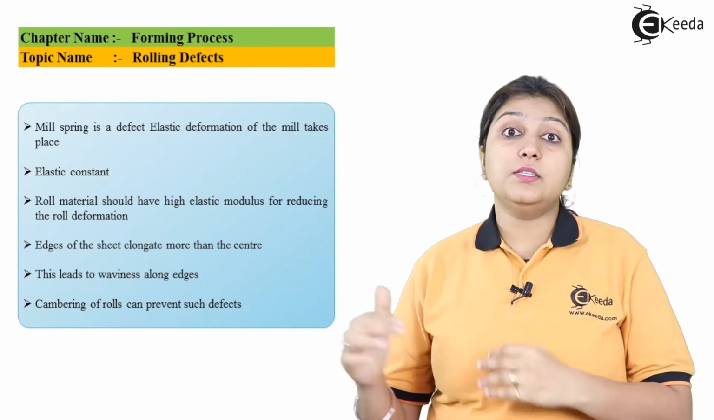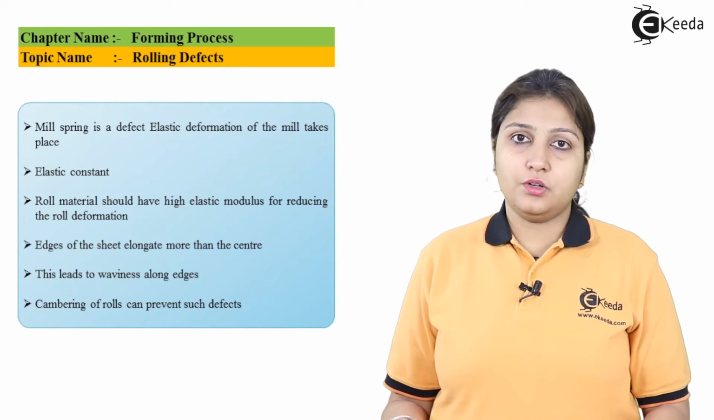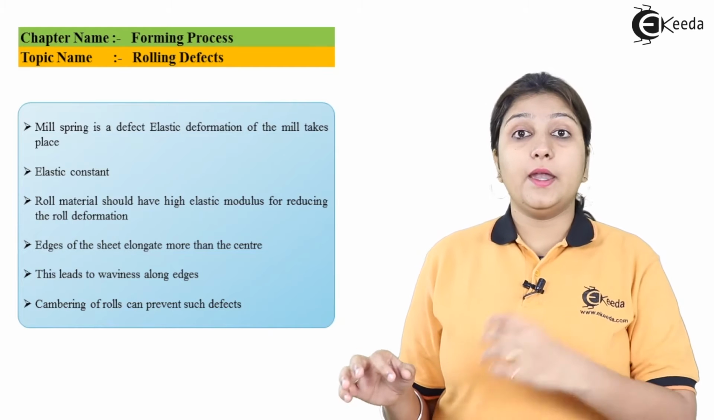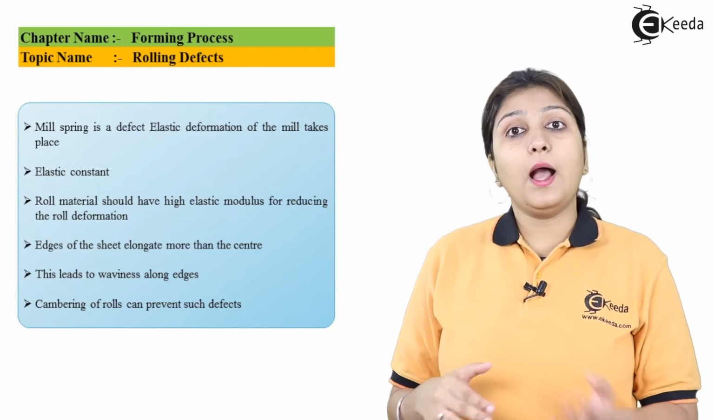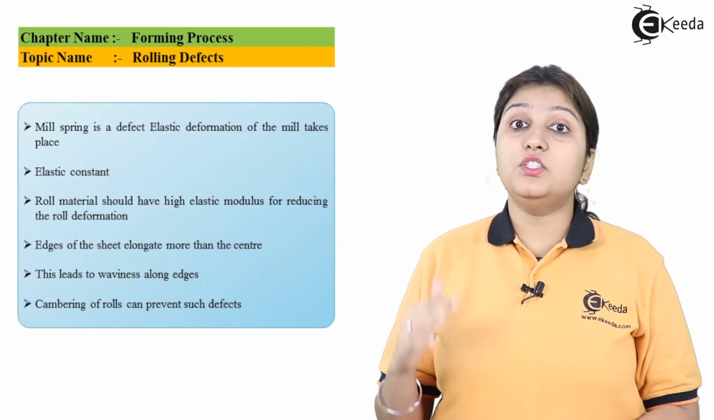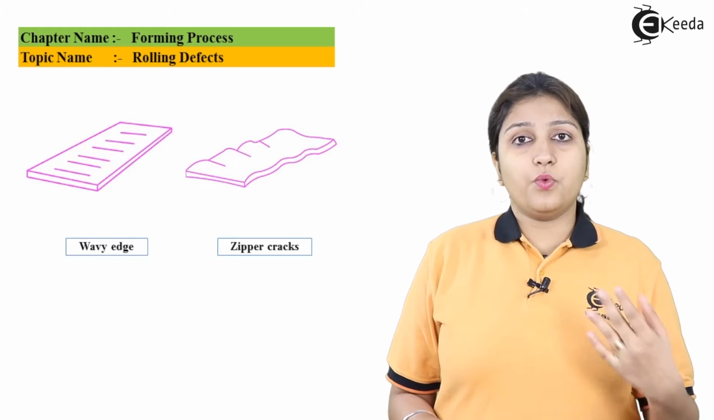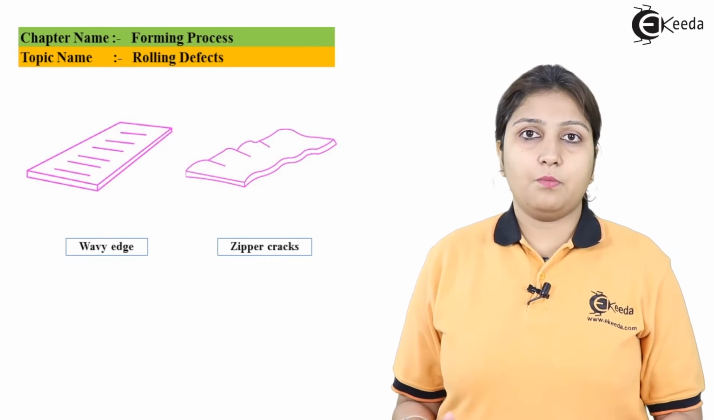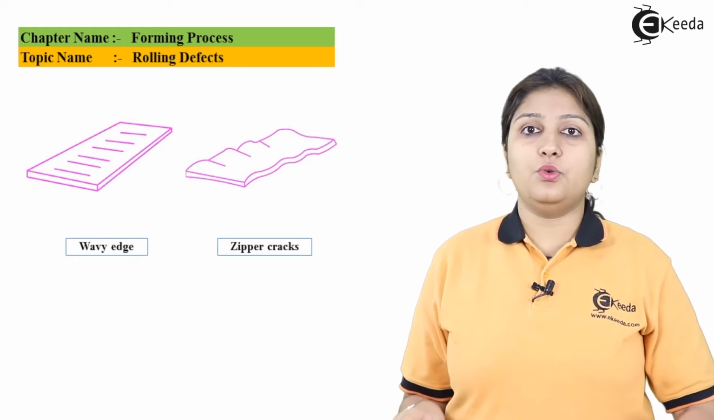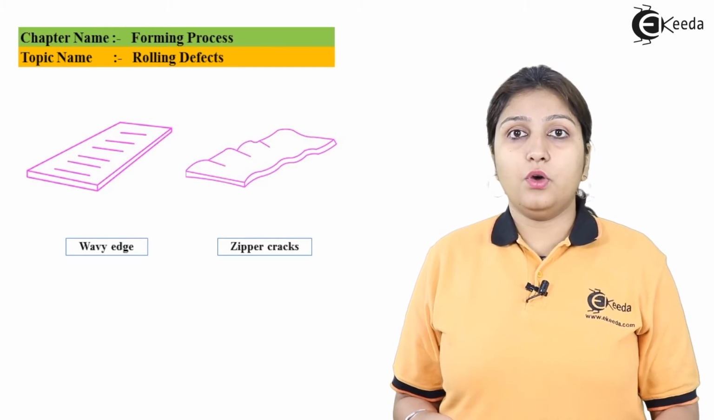Also, edges can crack during rolling. It can be zipper, it can be edge. So during the rolling process, where a material is passing through the roll, its edges can crack due to high and low pressure. This can be prevented by chamfering the rolls. In this diagram you can see there is a wavy crack and there is a zipper crack. Both the edges crack in different ways. It generally happens due to high or low pressure or improper feeding of your roll.